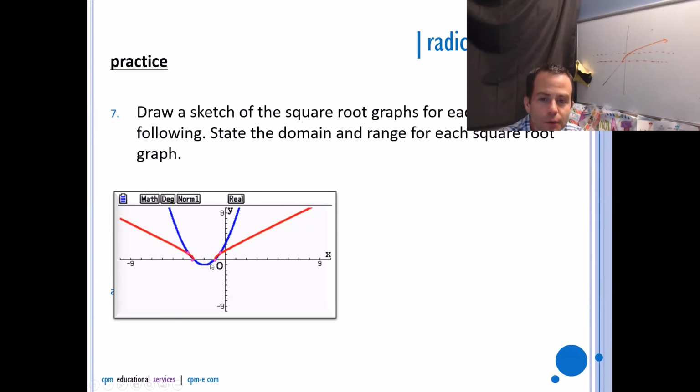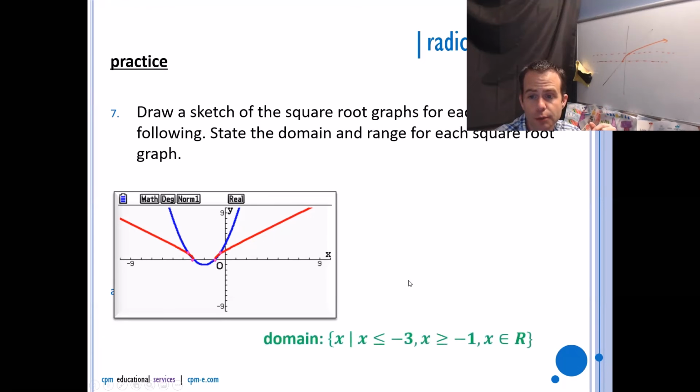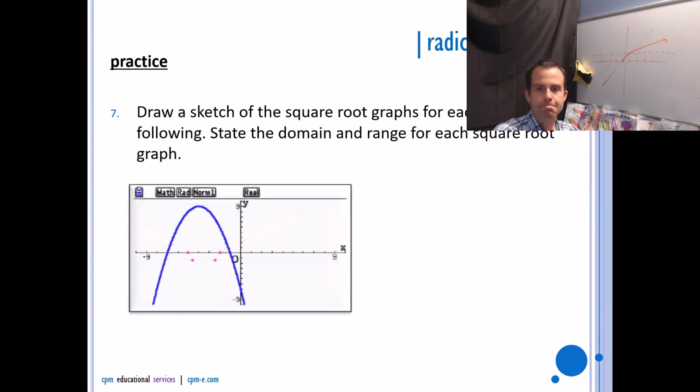Domain, we've got what? 1, 2, 3. So x is less than or equal to -3, and x is greater than or equal to 1. And then x is a member of the reals. If you wanted to do that in interval notation, you'd go -infinity to -3 in union with 1 to infinity. Okay, and then the range again will be greater than 0 for this guy. Okay. All right, we're going to try an opening down quadratic.